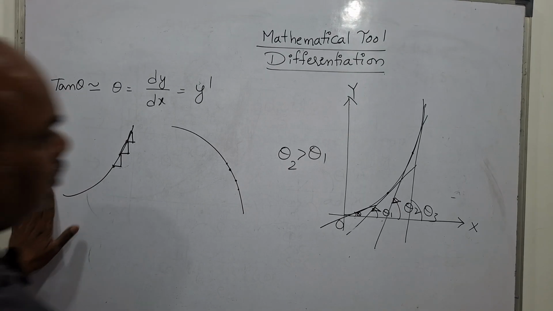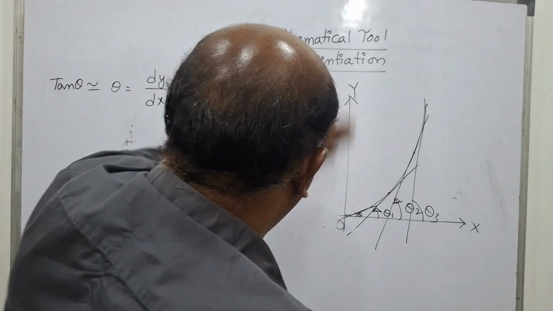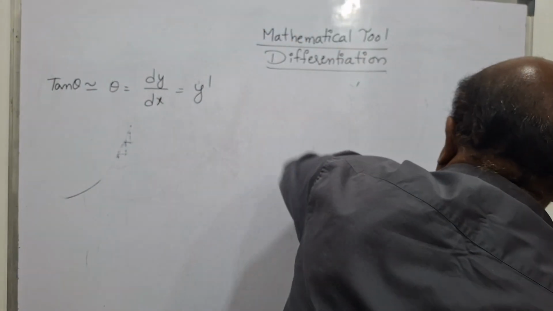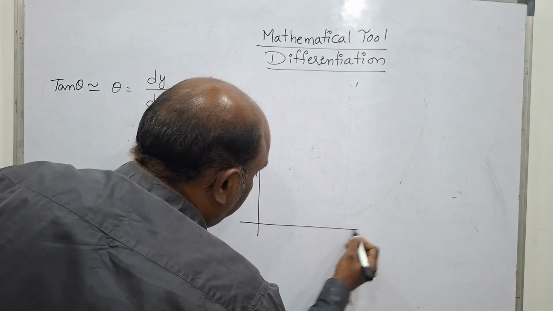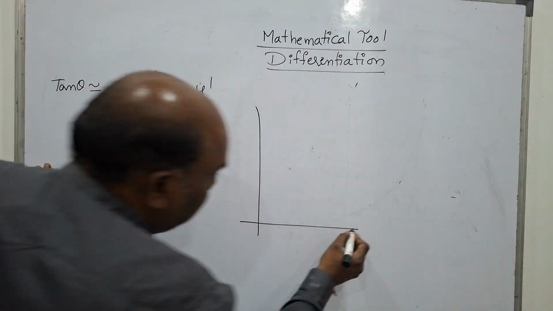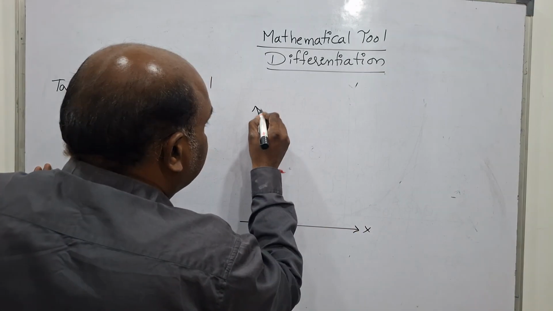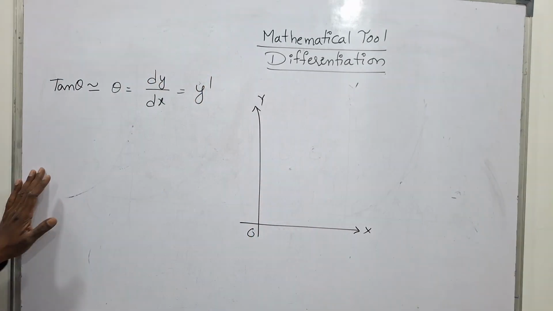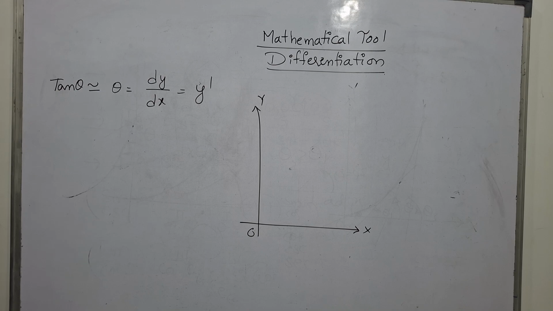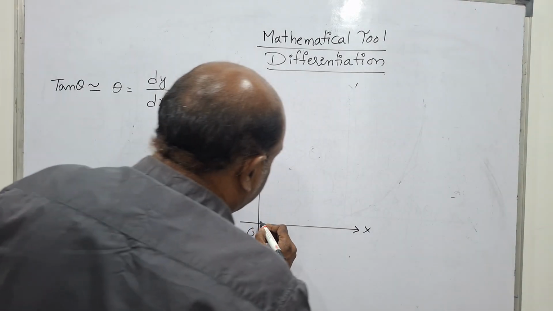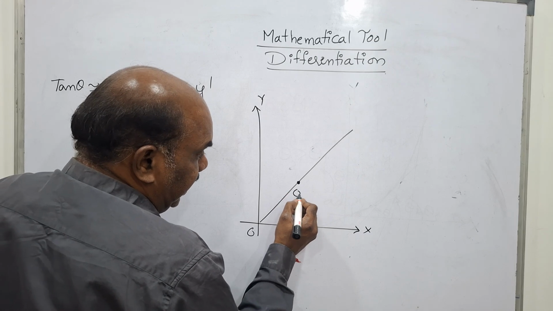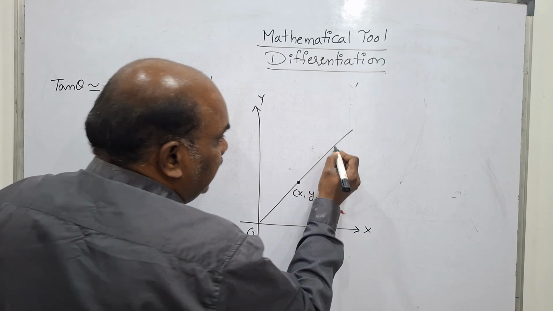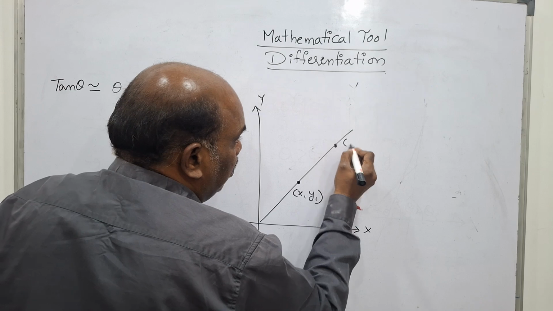Now see how to find the differentiation if two points are given. Observe carefully. This is the graph. This is the x-axis. This is the y-axis. This is the origin. Now let us consider this is the given graph. Initial point is here, x1, y1. Here one more point is given, x2, y2.